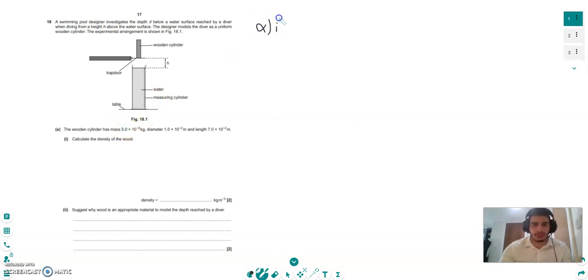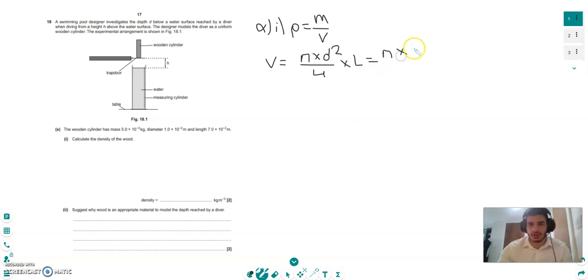So if I write ρ, we know that the formula for the density is mass over volume. We are given the mass, so the only unknown would be the volume, right? So to find the volume of the cylinder, we know that the formula for the volume of the cylinder is pi times d squared divided by 4 times the length of the cylinder, which is equal to pi times 0.01 squared divided by 4 times 0.07.